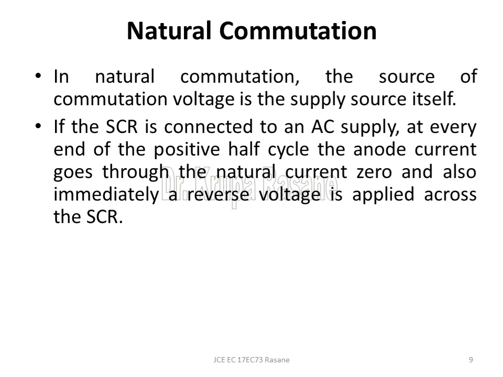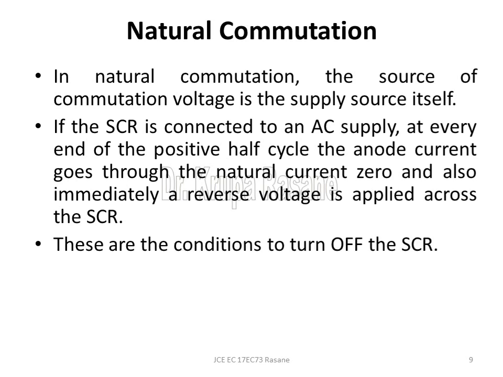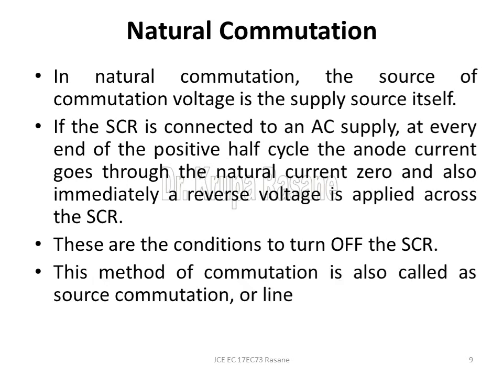So during the positive half, the thyristor is forward biased. During the negative half of the AC signal, it is reverse biased, and that reverse voltage itself will act to commutate the SCR. These are the conditions to turn off the SCR. This method of commutation is also called source commutation. Since I do not need any additional external circuitry to turn off the SCR, it commutates naturally because of the source. It is called line commutation or source commutation.